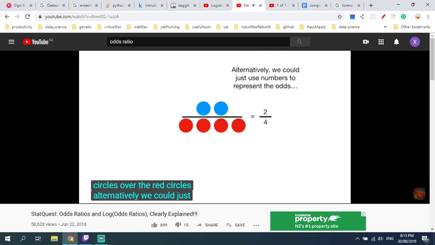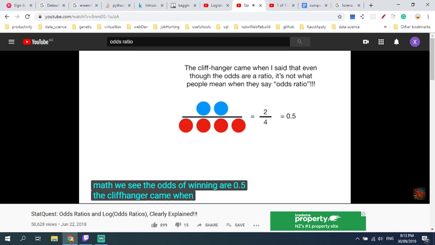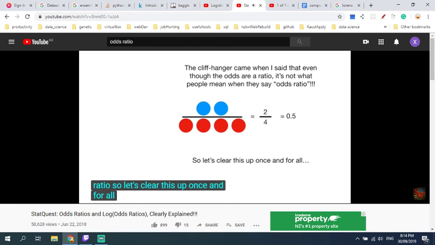Alternatively, we could just use numbers to represent the odds. And when we do the math, we see the odds of winning are 0.5. The cliffhanger came when I said that even though the odds are a ratio, it's not what people mean when they say odds ratio. So let's clear this up once and for all.